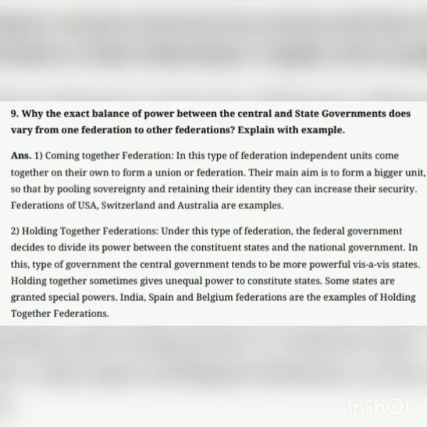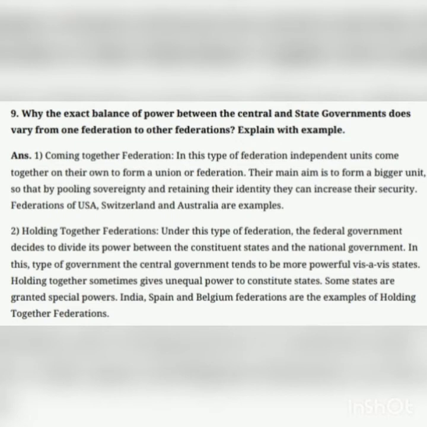Okay. Next, why does the exact balance of power between the central and state government vary from one federation to another? As you know very well, we have two kinds of federation. The first one is coming together federation. In this type of federation, independent units come together on their own to form a union or federation. Their main aim is to form a bigger unit. That is their intention, so that they are pooling the sovereignty and retaining their identity. Obviously, they will be able to increase their security. Countries like the United States of America, Switzerland, Australia are the best examples.